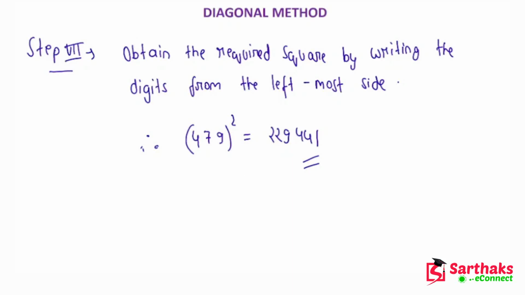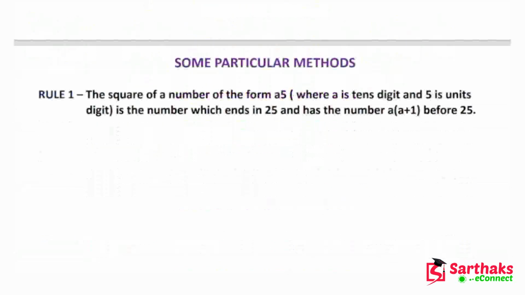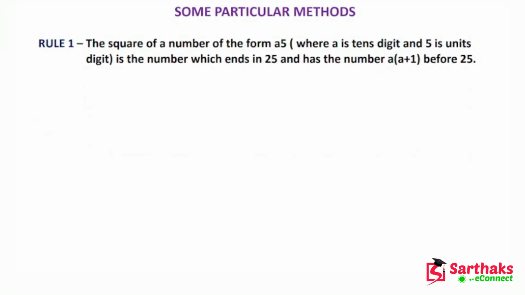Okay, now let us come towards some particular methods which are actually very short and they will help you to calculate the square of some specific numbers, and they are very easy. So the first one will be the square of a number of the form A5. The square of the number A5, that is a two-digit number ending at 5, where A is the tens digit, 5 is the units digit, is the number which ends in 25 and has the number A into A plus 1 before 25.